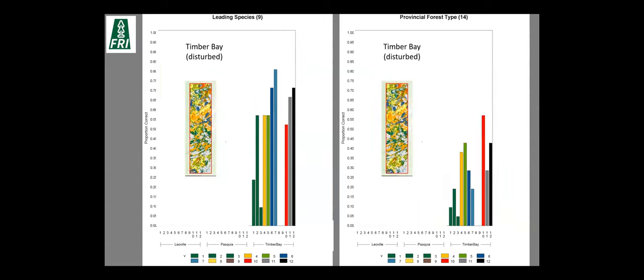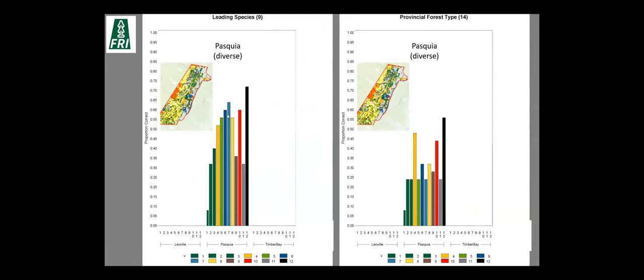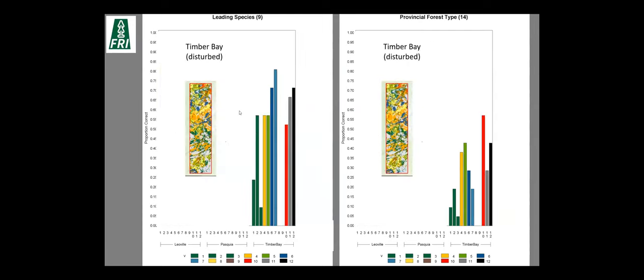When we move to the most diverse yet disturbed site, I'm just going to toggle back and forth, so we're going to watch the red bar. Here it's quite high up at 60, and here it drops down to just around 50. So with more disturbance in your land base, a more active land base, the value of the legacy interpretation is decreased, and it doesn't look very impressive here compared to the remote sensing solutions at the leading species level. But if you're trying to get provincial forest type, that legacy inventory still has a lot of value.